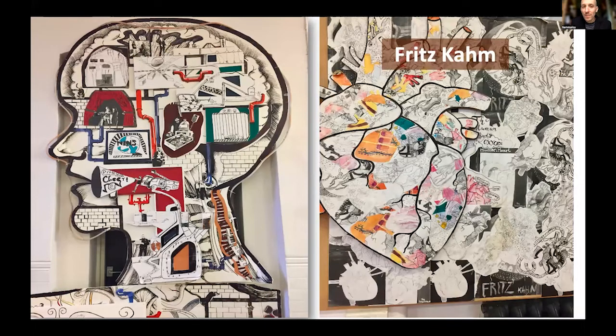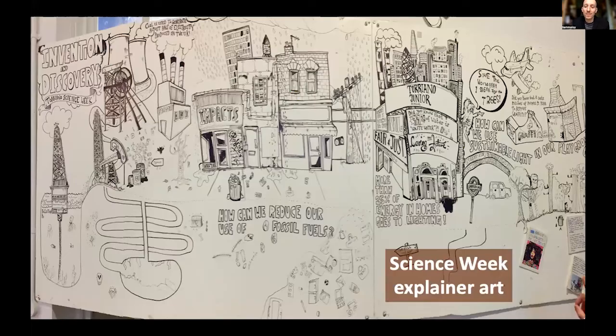And they go very big on these huge displays. These are kind of wall-sized displays or door-sized displays. On the right, you can see this is in the style of Fritz Kahn. These kind of process drawings where they're using art and design to talk about scientific or engineering processes. And again, this is their Science Week explainer art, a huge board that has been produced.